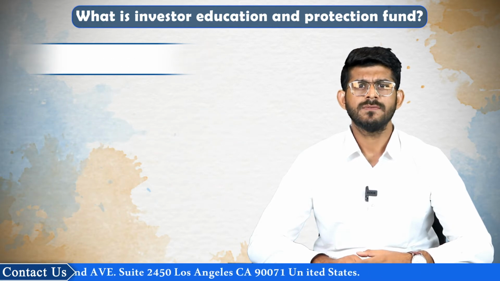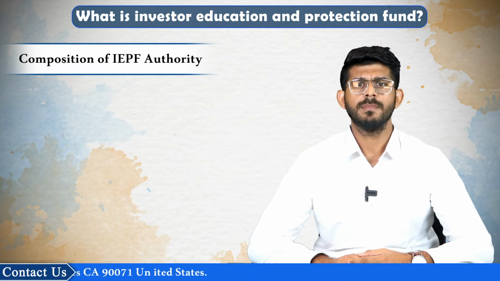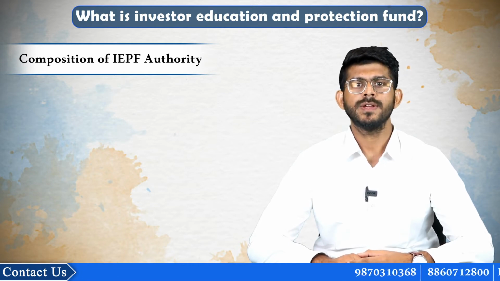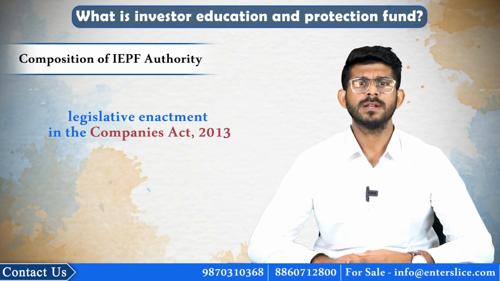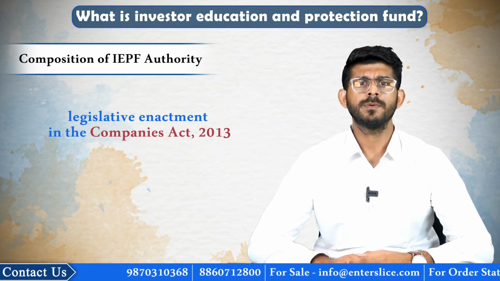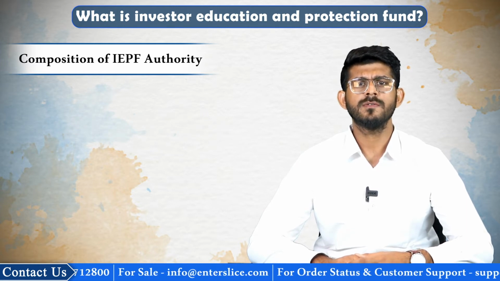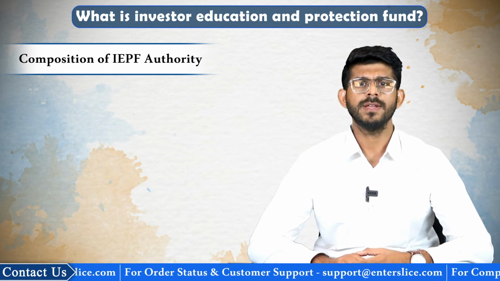Now we will discuss what is the composition of IEPF authority. The central government, by way of subclause 5 of section 125 of the Companies Act 2013, provides that an authority is to be established which will manage the affairs of the IEPF. By way of legislative enactment in the Companies Act 2013, the central government provides the authority a statutory power. The authority will be responsible for protecting the interest of the investor and promoting awareness among every investor.